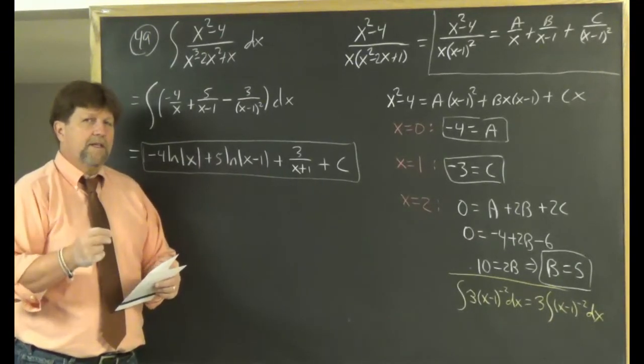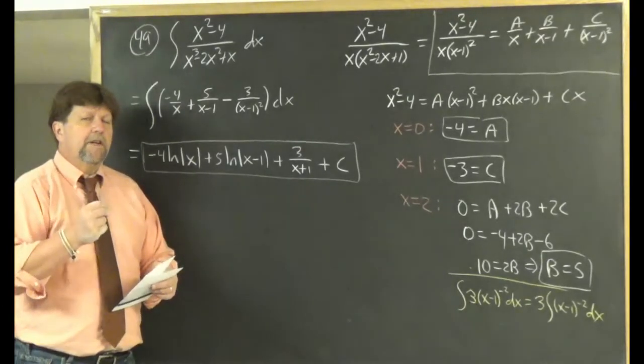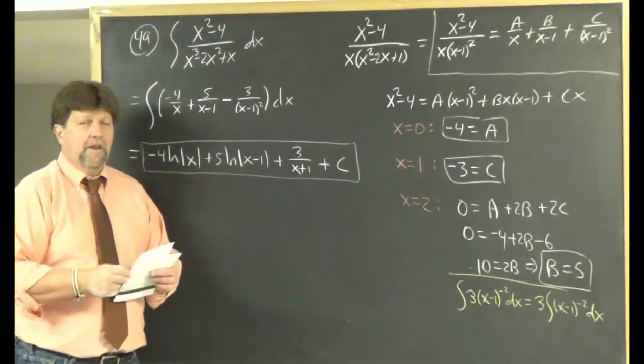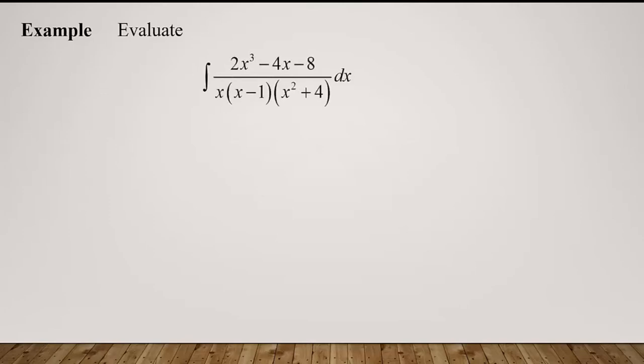I think we're going to do one more example where in the denominator we have an irreducible or prime quadratic factor. And we'll see how to handle that. All right, so doing repeated linear factors didn't seem too bad. This is going to bring us to our final example here in this section, which is evaluating the integral 2x cubed minus 4x minus 8 all over x times x minus 1 times x squared plus 4 dx.